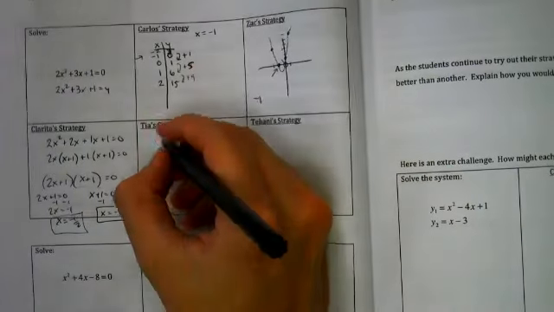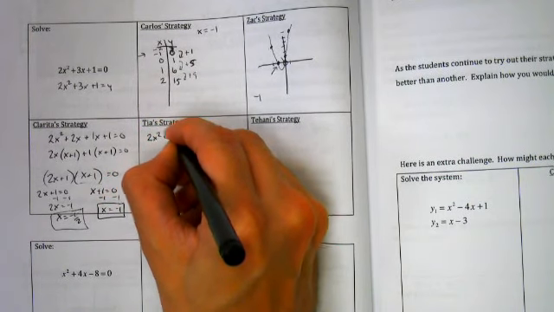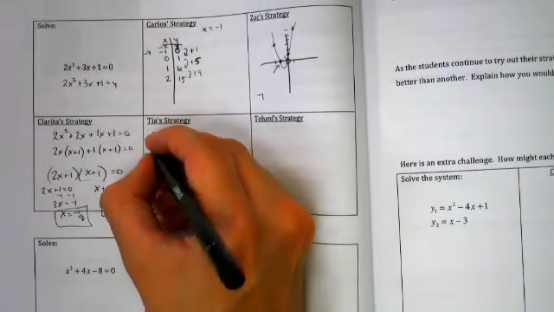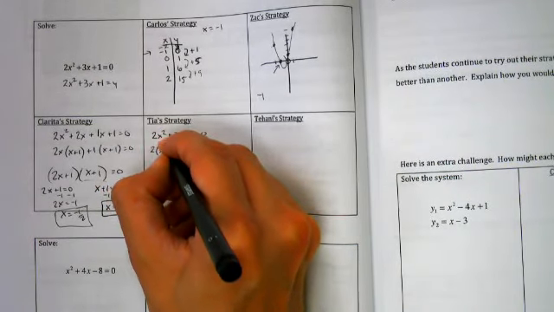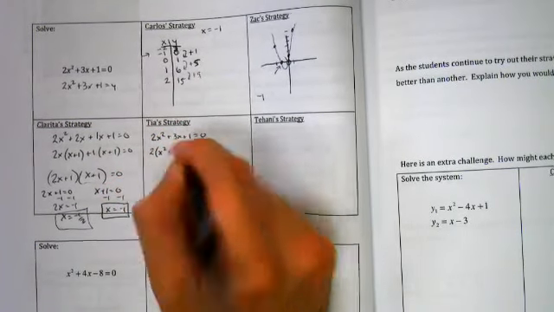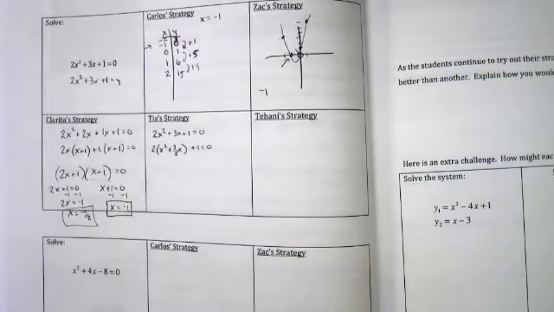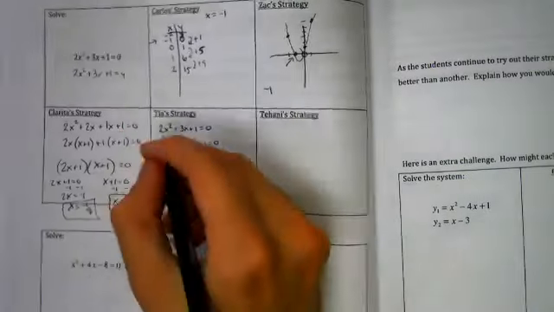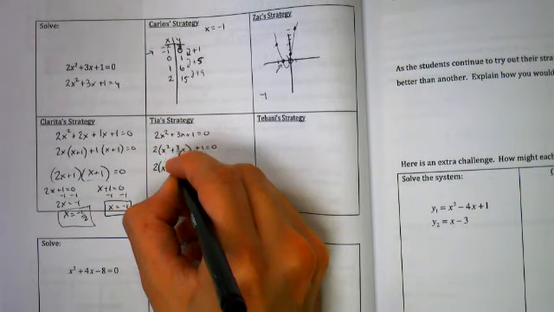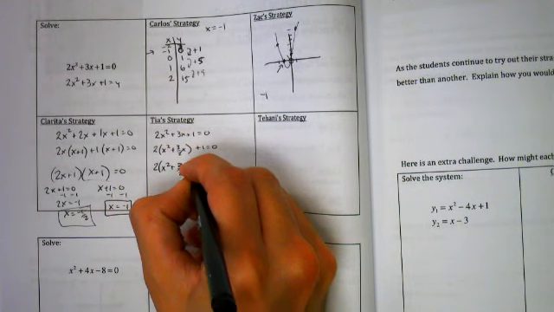Tia's strategy is to write it in vertex form. 2x squared plus 3x plus 1 equals 0. To write this in vertex form, we have to first factor out the 2. 2 times x squared plus 3 over 2 x plus 1 equals 0. We cut this in half, so that gives us 3 over 4, and we square it, which gives us 9 over 16. So we're going to do 2 times x squared plus 3 halves x plus 9 over 16.